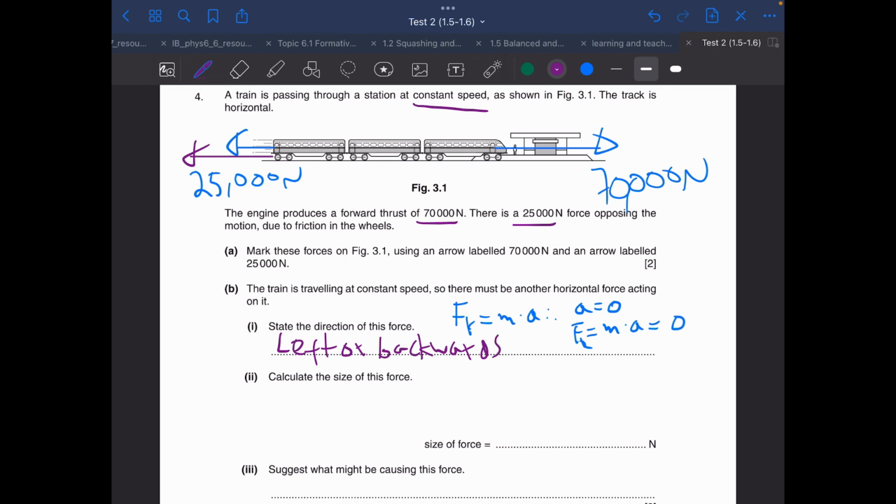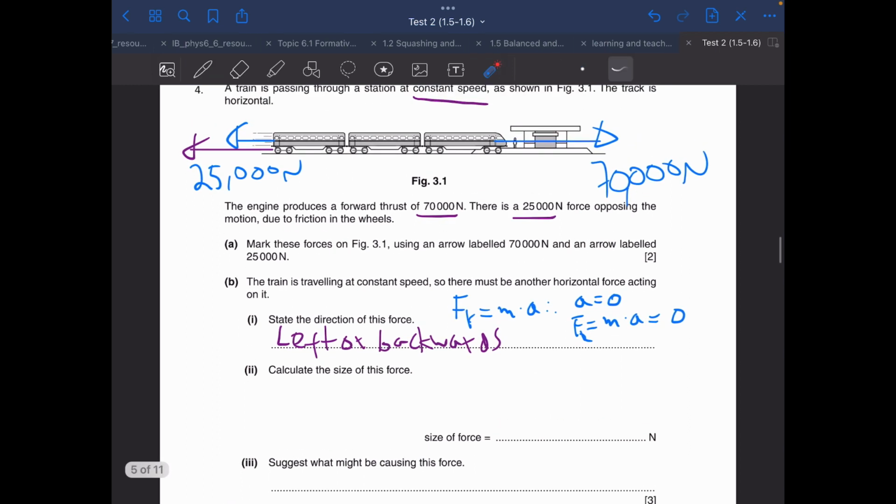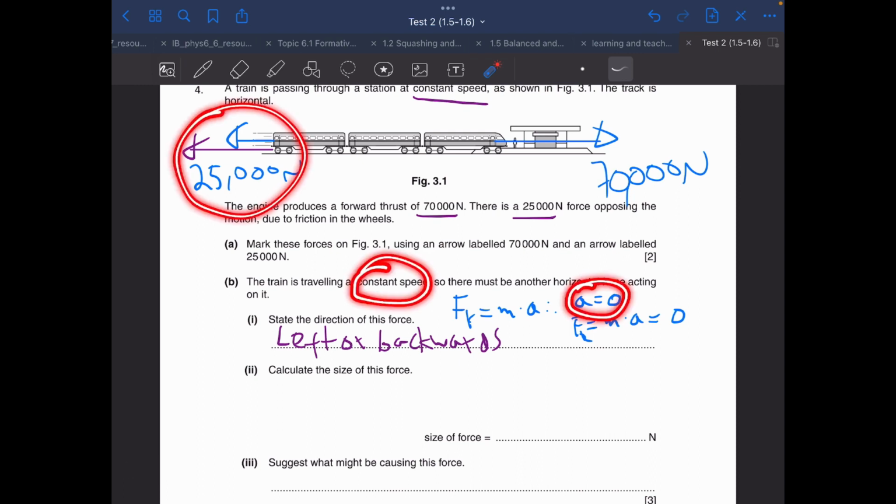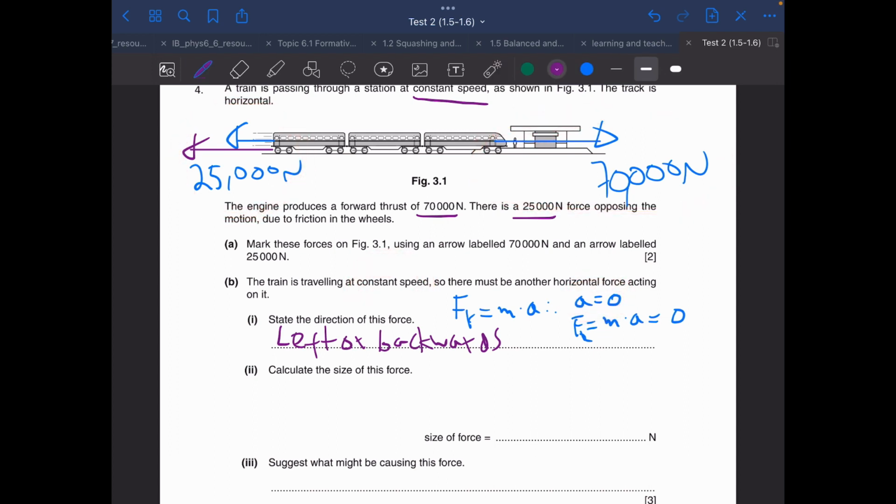Calculate the size of this force. As I said, for it to be moving at constant speed, the forces are balanced. There's no acceleration. So these two together will correspond to 70,000 newtons. So if I label this new force as F, I can say that F plus 25,000 must equal 70,000, which is the force to the right. And therefore, I'm going to find that F equals 45,000 newtons.